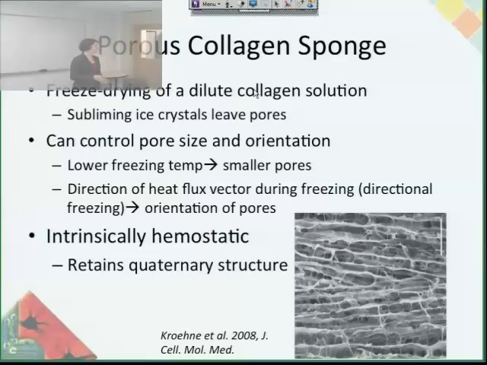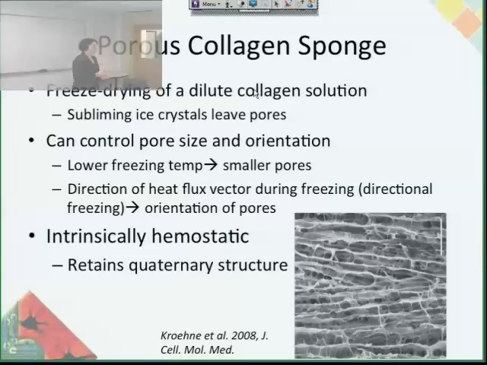And so you can actually control the pore size and orientation. If you lower the freezing temperature, you get smaller pores, because you'll get smaller ice crystals, and then when they sublime, you have smaller pores. So that can be varied between, I think it was like 1 and 800 microns. So that's actually a really big difference.